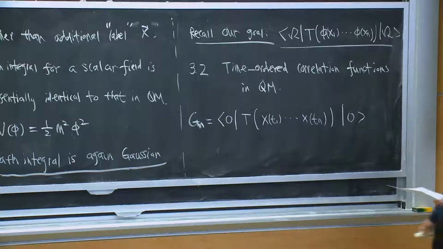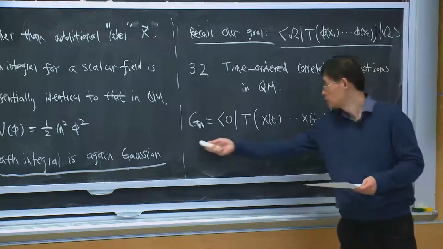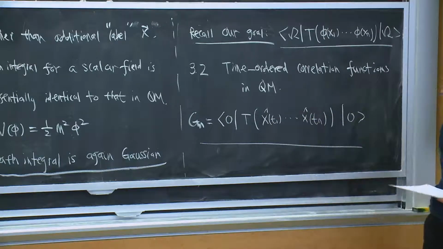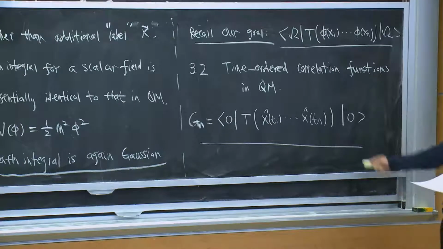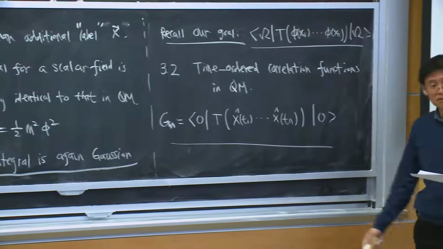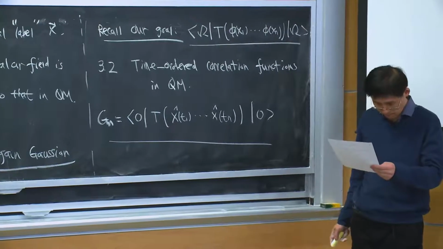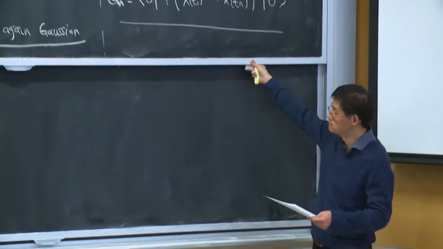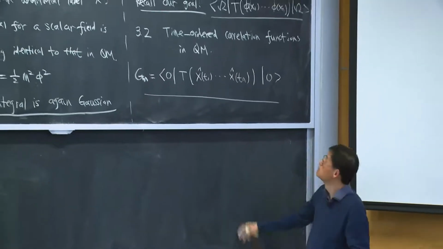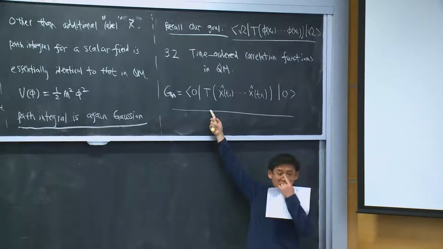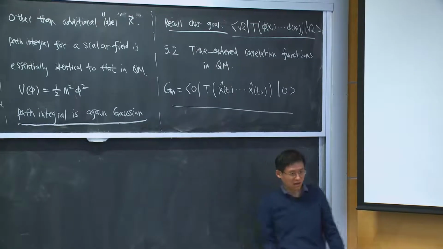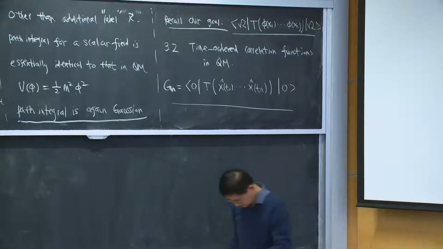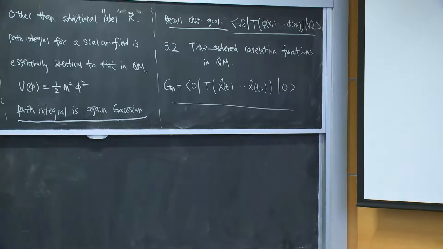Our goal is to develop techniques to calculate this. You should imagine all these are operators. Before doing that, let's first understand how to do this time ordering using the path integral. Before I do that, do you have any questions?